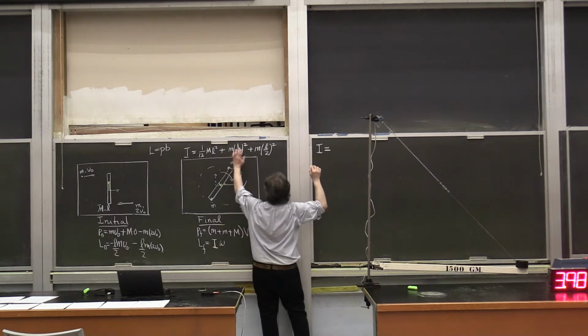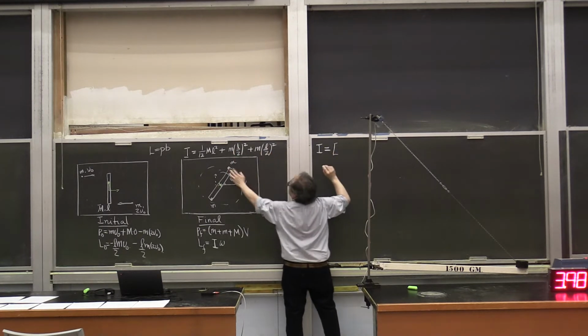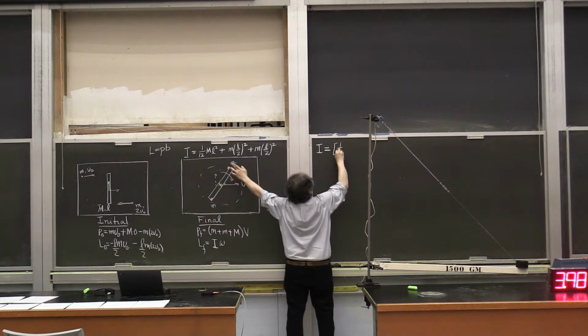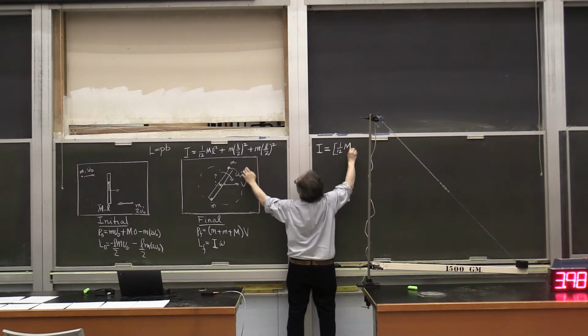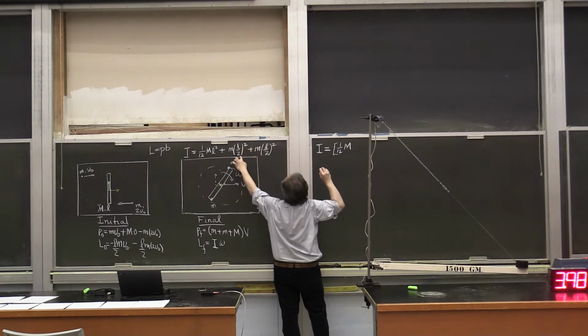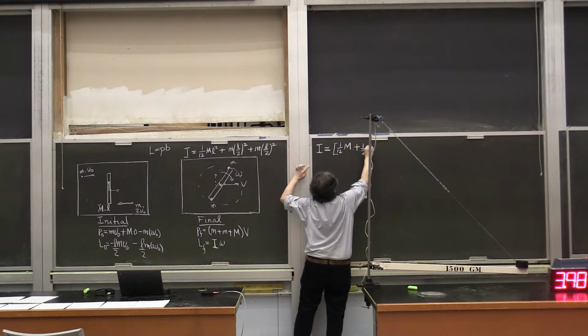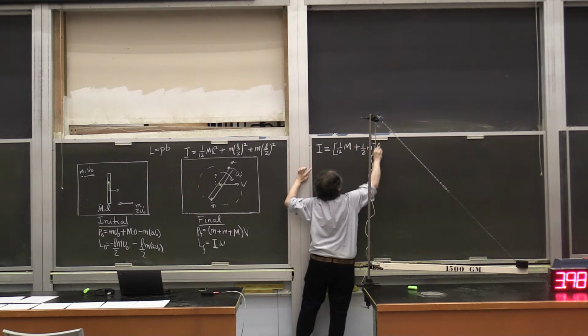Since L squared is common in each, I'll factor it out. I have a 1/12 big M, and I have two of these M's divided by 4, or 1/2 little m times L squared.